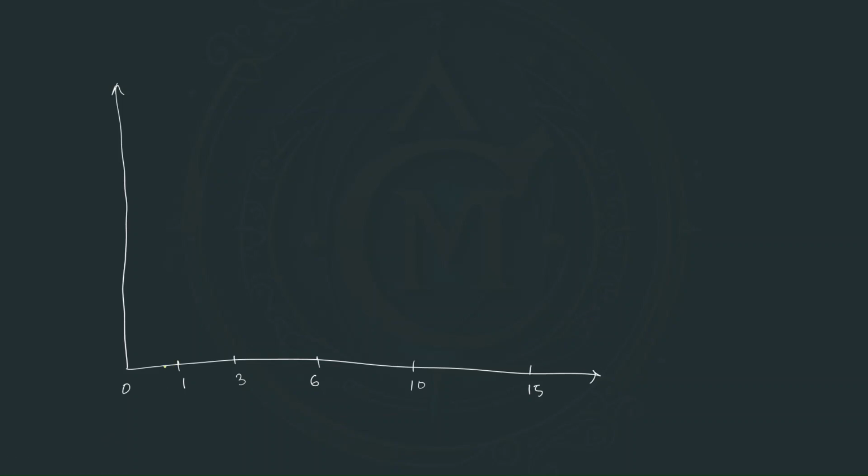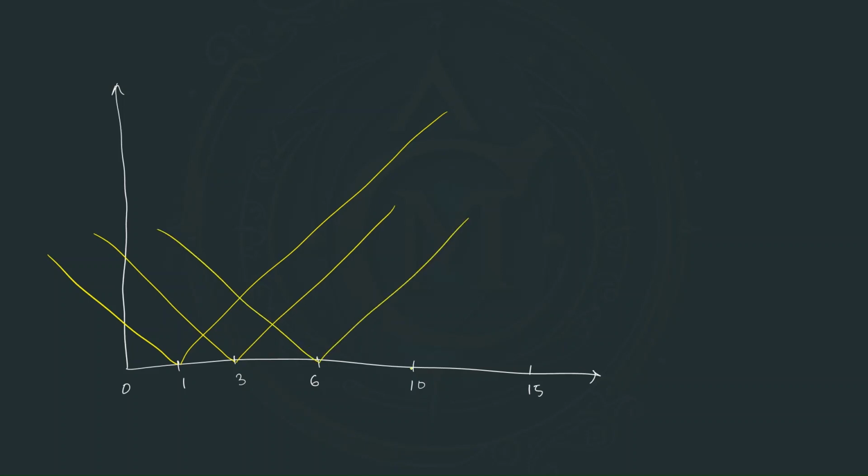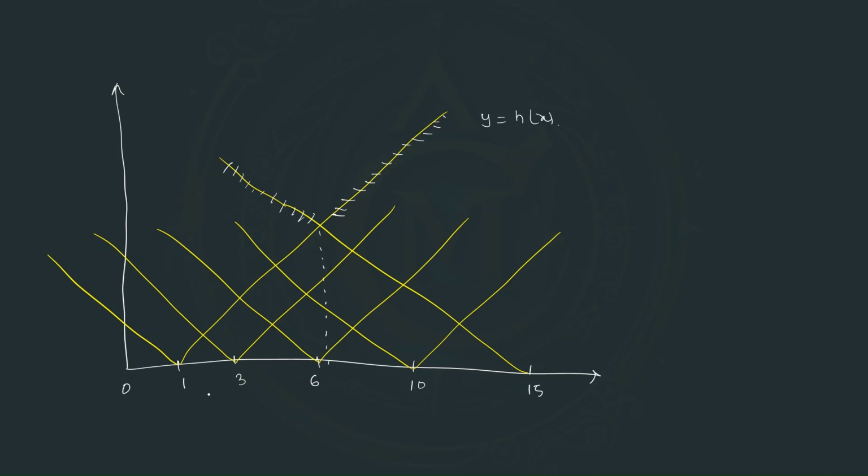And here will be the first graph, then this, then this, then this, and then this one. So we can clearly see the maximum of all these graphs will be this part. So this is the graph of y equal to h of x. So here at this point, the graphs of modulus of x minus 1 and modulus of x minus 15 intersect.